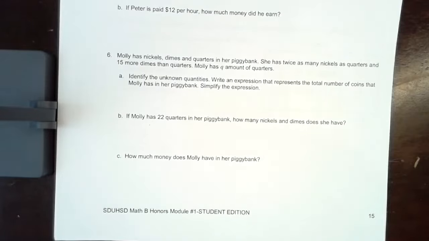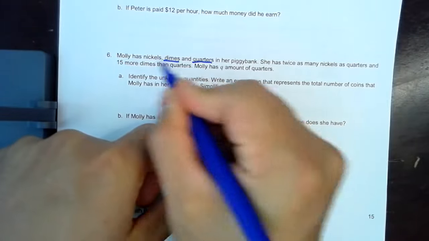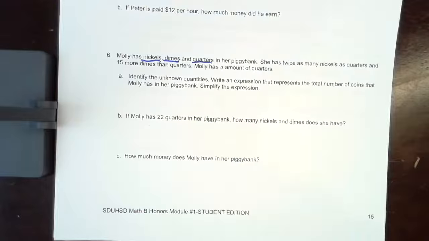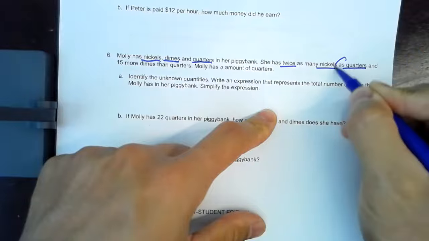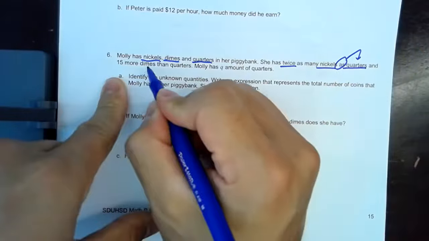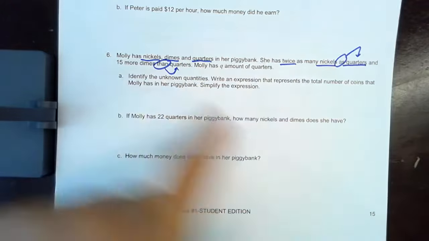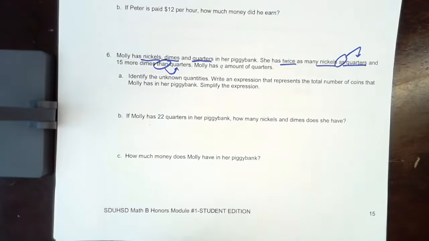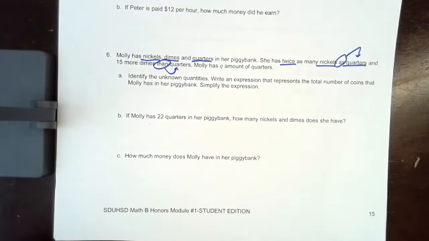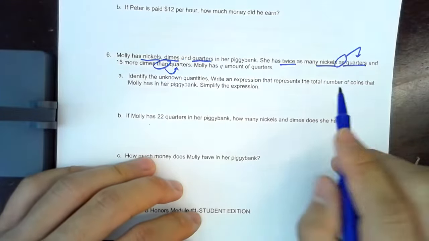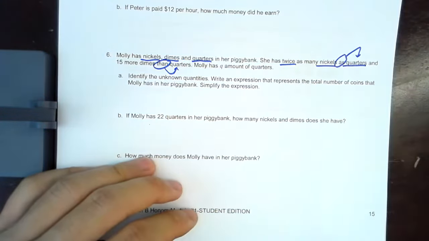So it says, Molly has nickels, dimes, and quarters in her piggy bank. Okay, we all remember having a piggy bank growing up. She has twice as many nickels as quarters, and 15 more dimes than quarters. Molly has Q amount of quarters. Okay, so really good piece of information. The fact that we don't know how much she has, but we do know that she has a Q amount of quarters. Identify the unknown quantities. Write an expression that represents the total number of coins that Molly has in her piggy bank.